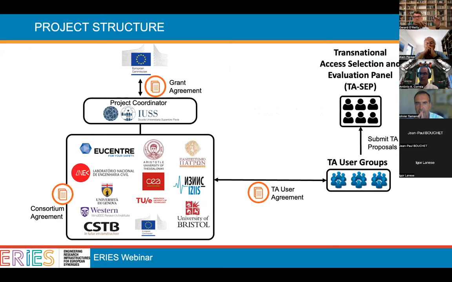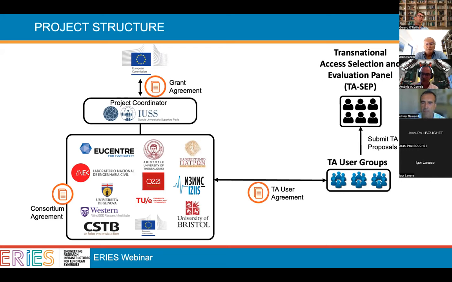So the overall project structure, this is something I didn't really mention before, about how it's all grouped together and maybe where user groups would feature in all of this. If we look at the left-hand side, we see that there's a direct relationship between us, the project coordinators here at IUSS, more commonly called here in Italy, and the European Commission, right? So this is our role as the project coordinator. And then we have our relationship with all of the rest of the different partners on the left-hand side there. You see the EU Center, CEA, University of Bristol, for example. So this is mainly the project team. This is the people that were listed on the previous slides on the different research infrastructures and installations.